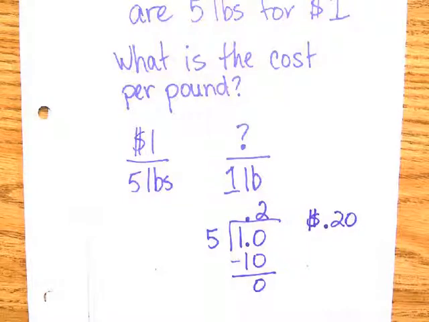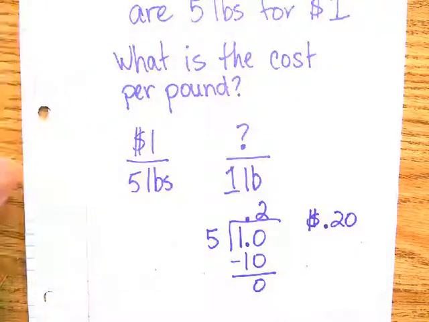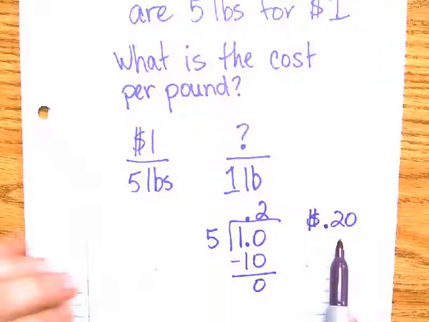And if we think about that, counting by 20s, 20, 40, 60, 80, 100, that would give us 20 cents, 40 cents, 60 cents, 80 cents, $1. So 5 pounds for $1 would be the same thing as 20 cents for 1 pound.